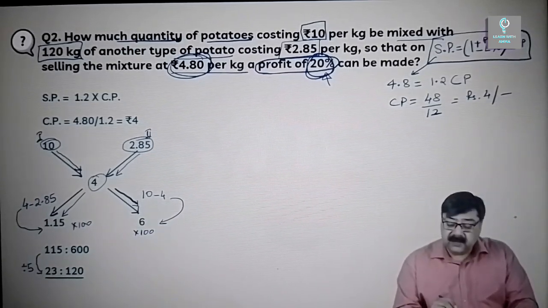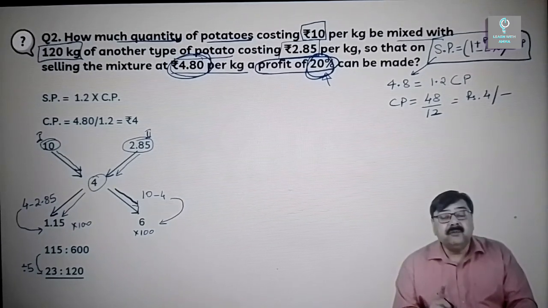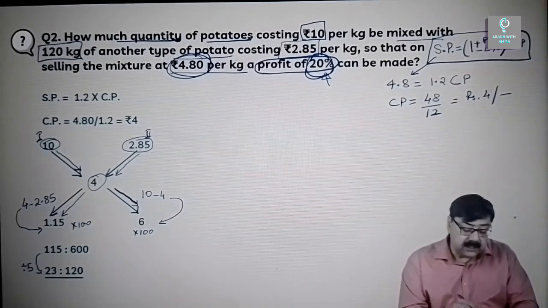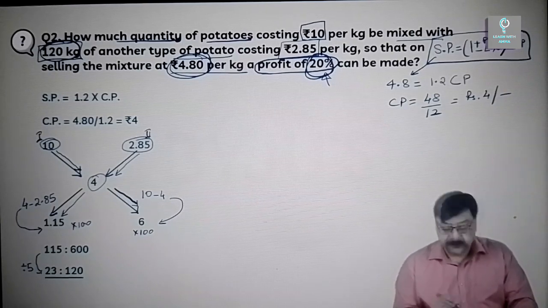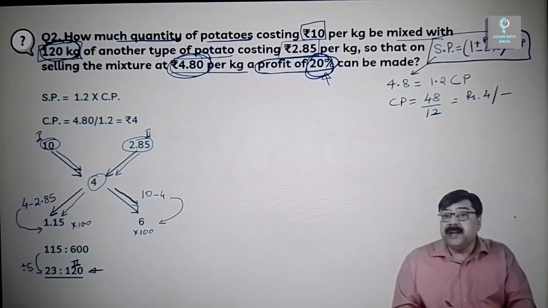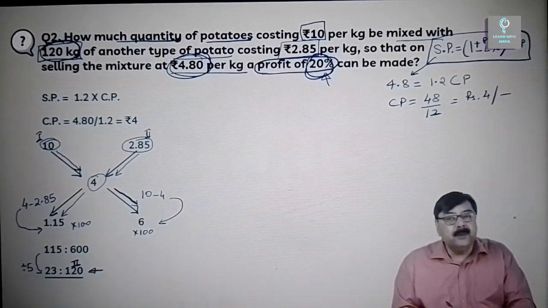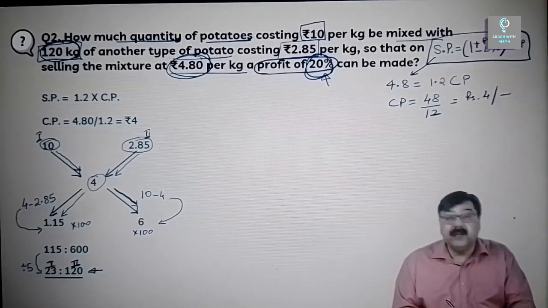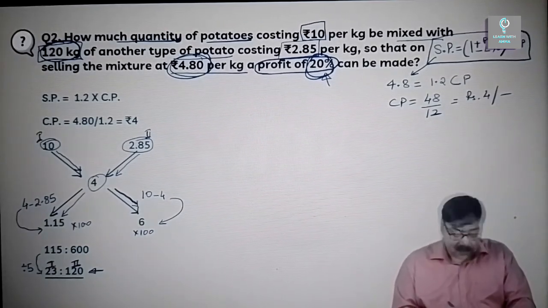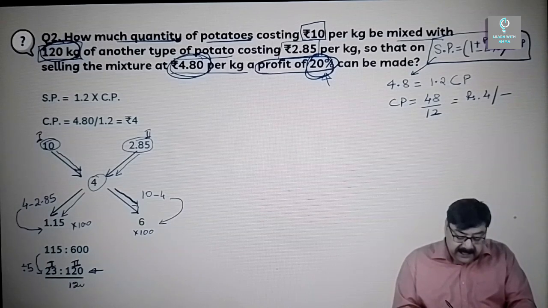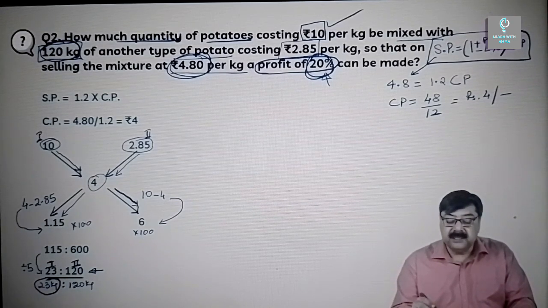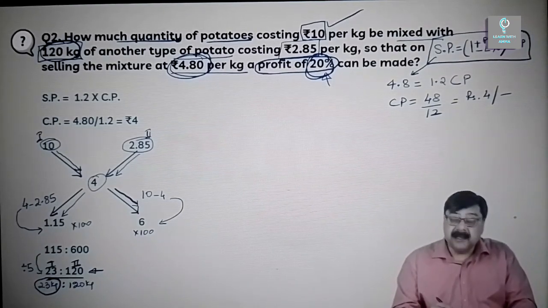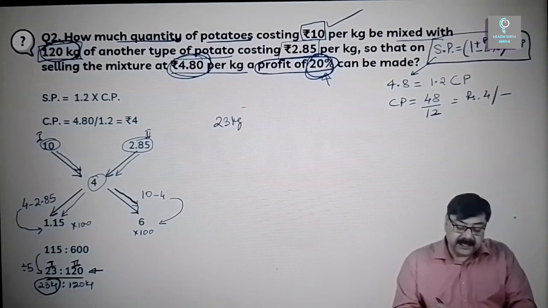Now in the question it is given to us that the quantity of potatoes of type 2 is 120 kg. Now here the ratio point for type 2 is already 120 and the ratio point for type 1 is 23. So we can say that 120 kgs of type 2 shall be mixed with 23 kgs of type 1, which costs rupees 10 per kg. So our answer here should be 23 kgs.